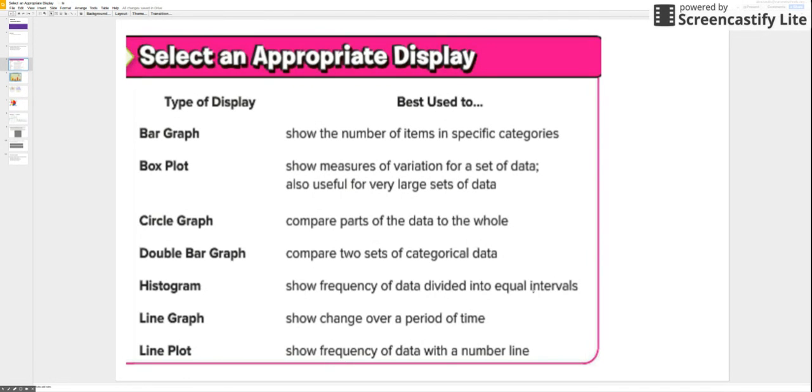Histogram is your intervals. Double bar graph compares two sets of data in categories. Okay, circle graph, part to whole. Box plot, mean, median, mode, etc. And then bar graph, number of specific items in specific categories.